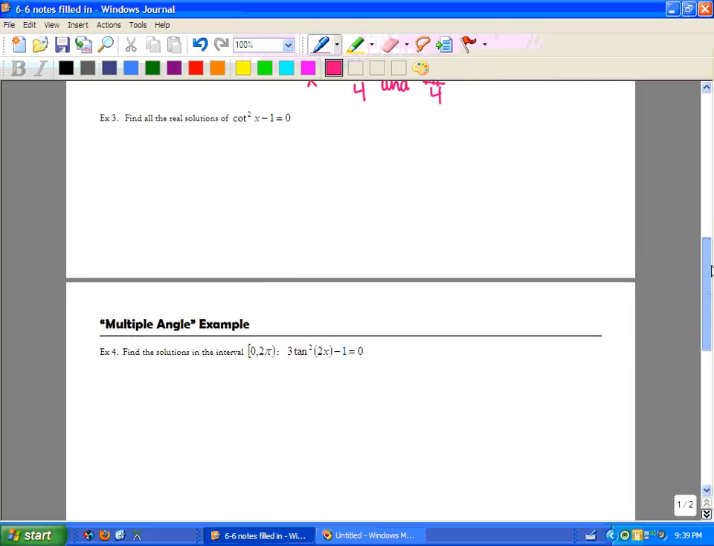And for this last one, it says to find all the real solutions of cotangent squared minus 1 equals 0. So again, we'll move all the numbers away from our trig function. We'll go ahead and square root both sides. So remember, that's plus or minus, and the square root of 1 is just 1. And you could set up a triangle if you want to do it that way. That would work. So cotangent is adjacent over opposite, so it would be 1 over 1. So your hypotenuse must be square root of 2.